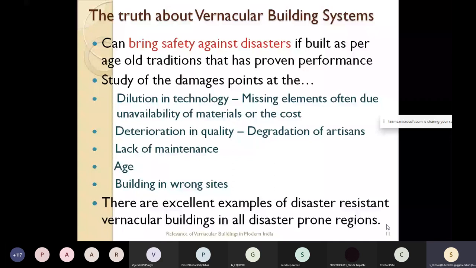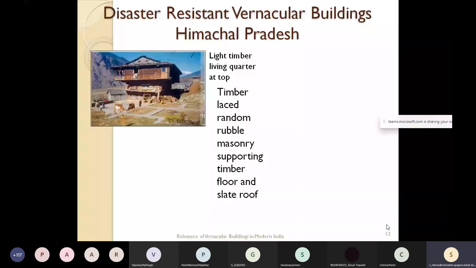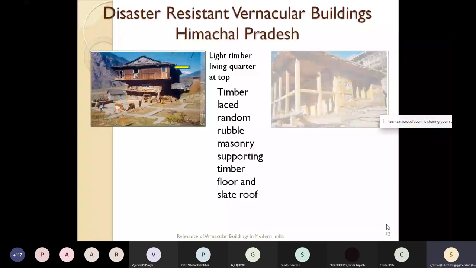All right, let's start with Himachal Pradesh, which is obviously in the northern Himalayan belt, which is in zones 4 and 5 of seismic zonation. And what we have there, the traditional buildings are timber-laced random rubble masonry, which supports the timber roof, the timber floors and the slate roof. Now, here is a classic example. This is a probably 50 or 60 year old house, which has a light timber living quarter at the top. And this is a fairly new building on the right.